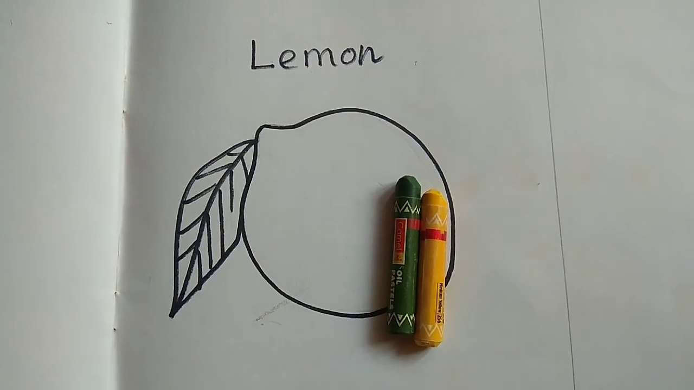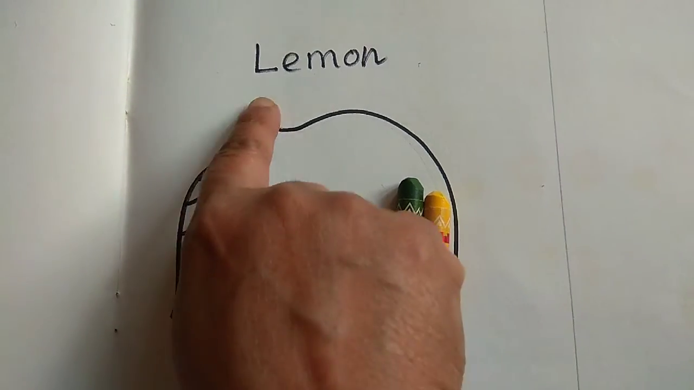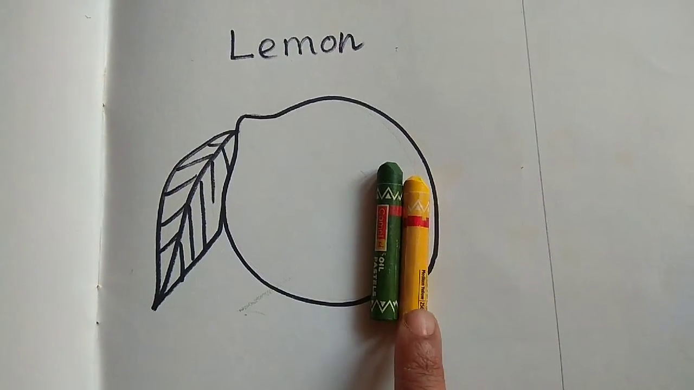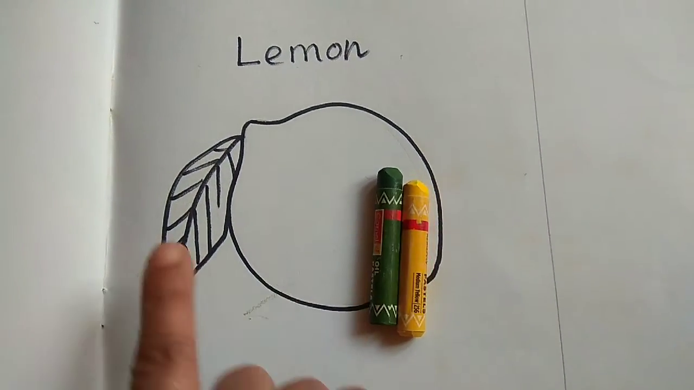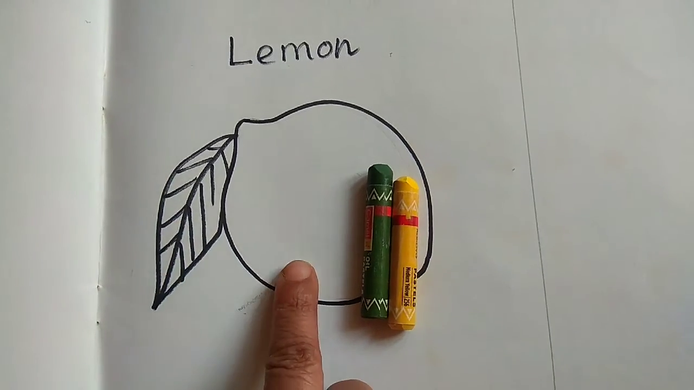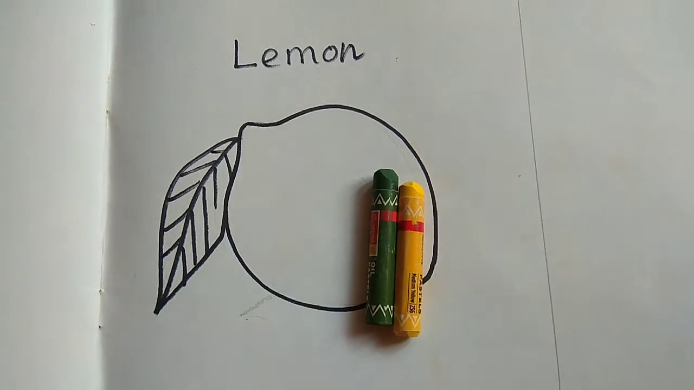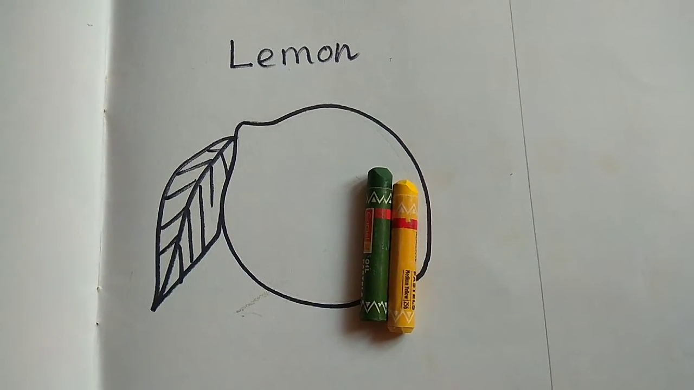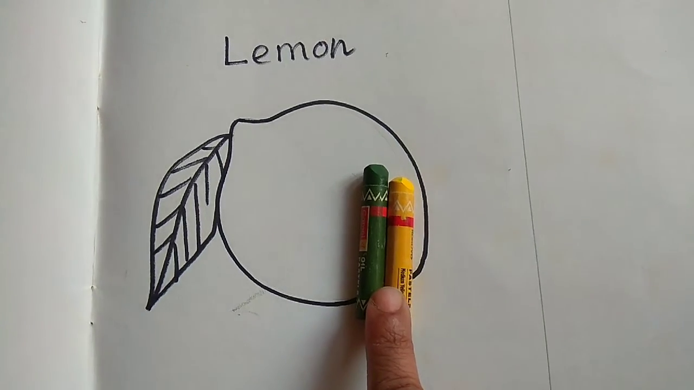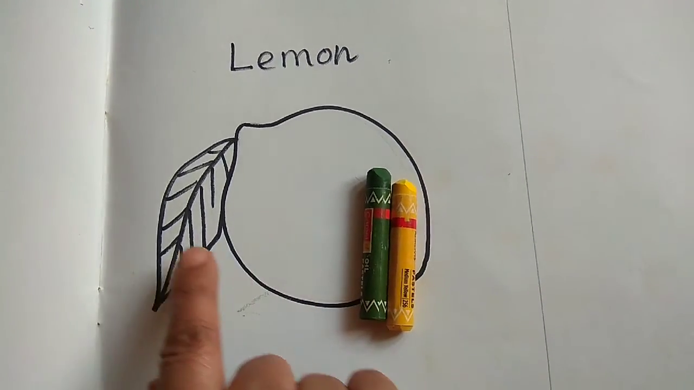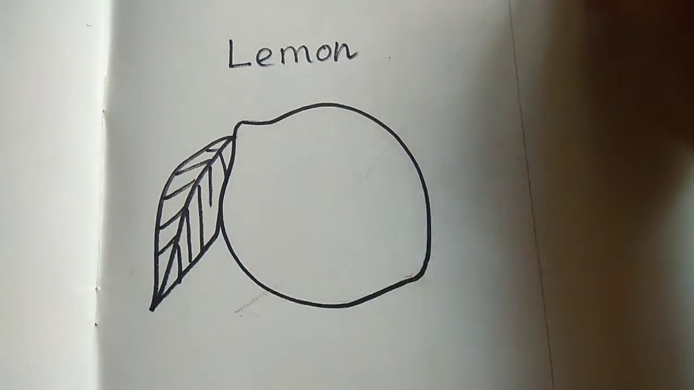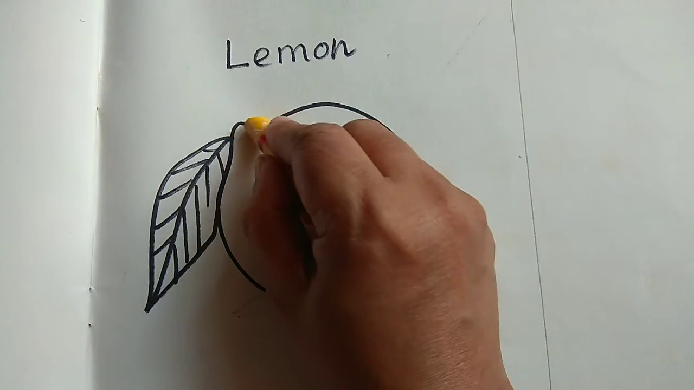In our L letter segment, today we are going to learn how to color a lemon, L lemon. We use appropriate color, yellow for lemon, green for leaf. Stay in line and let the white go away. These are the three rules of coloring. Use appropriate color, stay in line and let the white go away. I'll show you how.